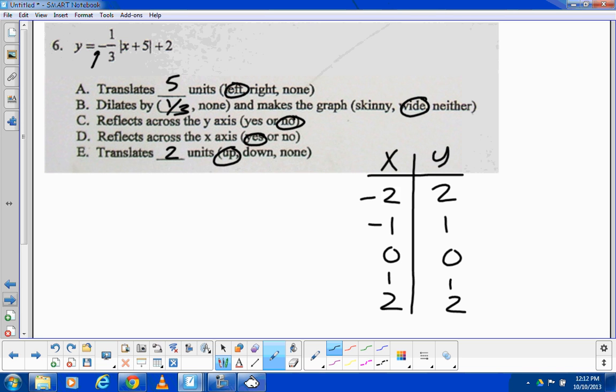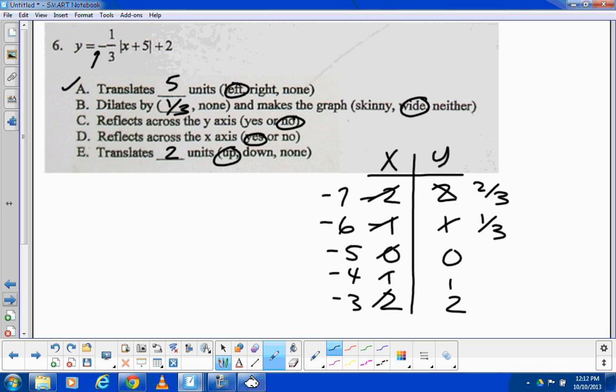So let's do all our transformations now. So let's go 5 left, so we'll subtract 5 here. Alright, got that one. Alright, let's dilate by 1/3, so I'll multiply all the y's by 1/3, so that would be 2/3. 1 times 1/3 is 1/3, that's still 0. 1 times 1/3 is 1/3, 2 times 1/3 is 2/3.